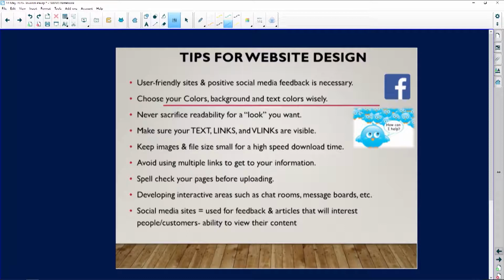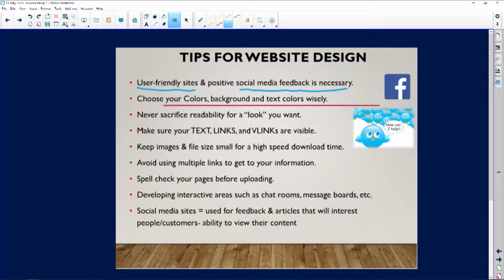Now, this is very important because at the end of the day, we need to make sure our website is in the interest of the company's professional image. It must be user-friendly, and like I said, it must be connected to your social media if it's necessary.